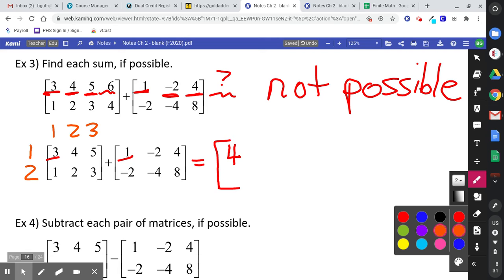So we look at the next element. 4 plus negative 2 is 2. If I was naming that, that would be the 1, 2 element. So we continue. 5 plus 4 is 9, and 1 plus negative 2 is negative 1. 2 plus negative 4 is negative 2, and 3 plus 8 is 11. Did I do that right? Okay, that's it for matrix addition.